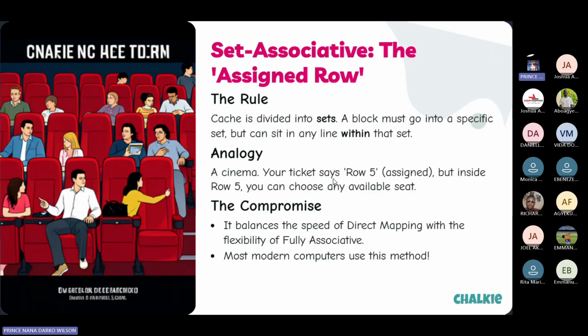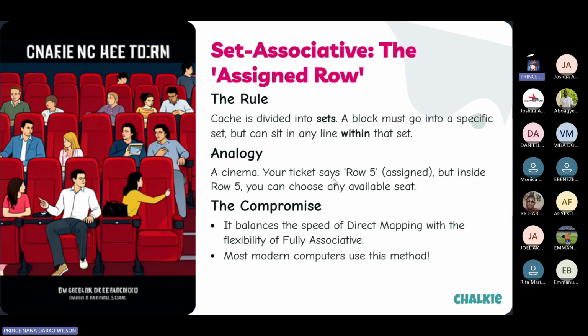So the set associative uses an assigned row. This time you are not assigned a particular seat, neither are you allowed to sit anywhere you want, but rather you are given a full row and you are told that if you go into this row, wherever you want to sit is fine. So you see, it combines both things, right? It combines the freedom that is given inside fully associative, despite the fact that it's limited, with the assignment that is also in direct mapping, however, with some flexibility.